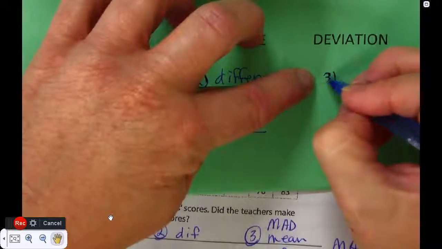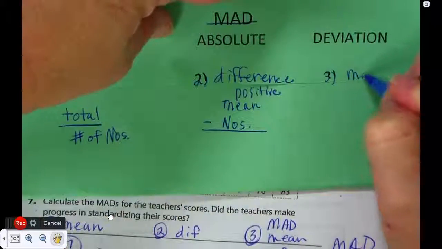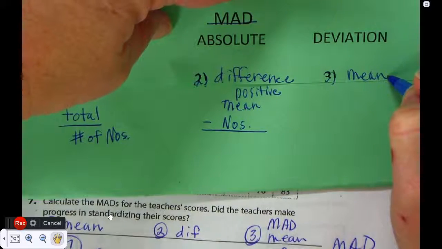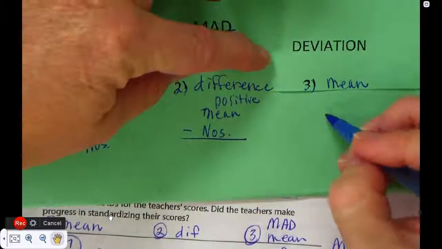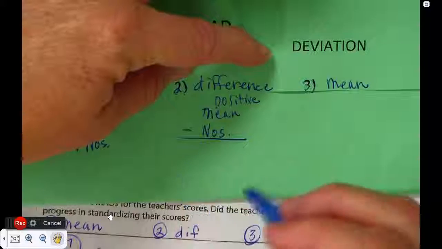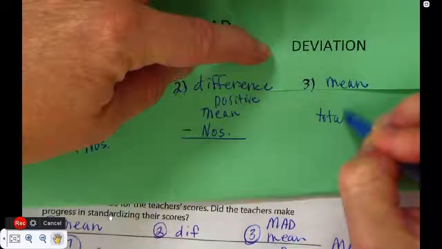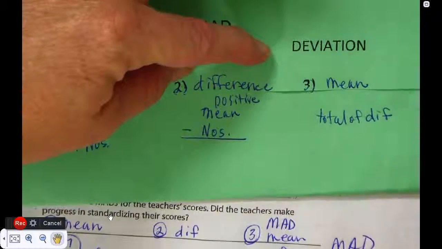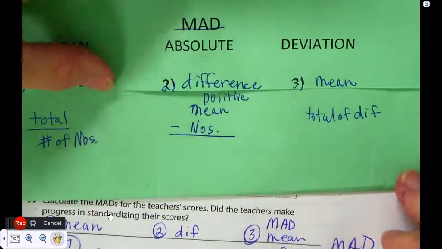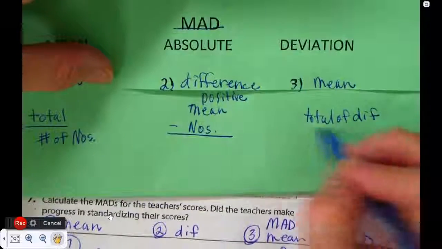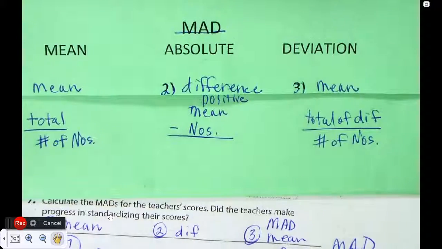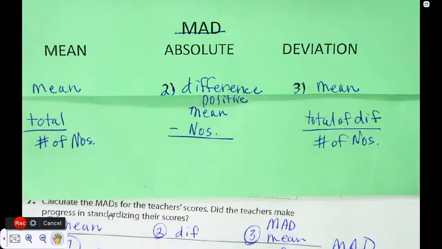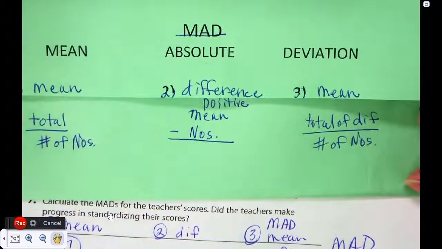Now, what's the third step? Yes, but you got to get the mean again, right? You get the mean again of the what? Of the differences, yes. So you're going to get the total of the differences. I'm just going to put DIF. I think y'all remember that. Total of differences divided by the number of numbers again. This is just to help you remember when you're going back through studying or need help. Okay, so let's open it up.